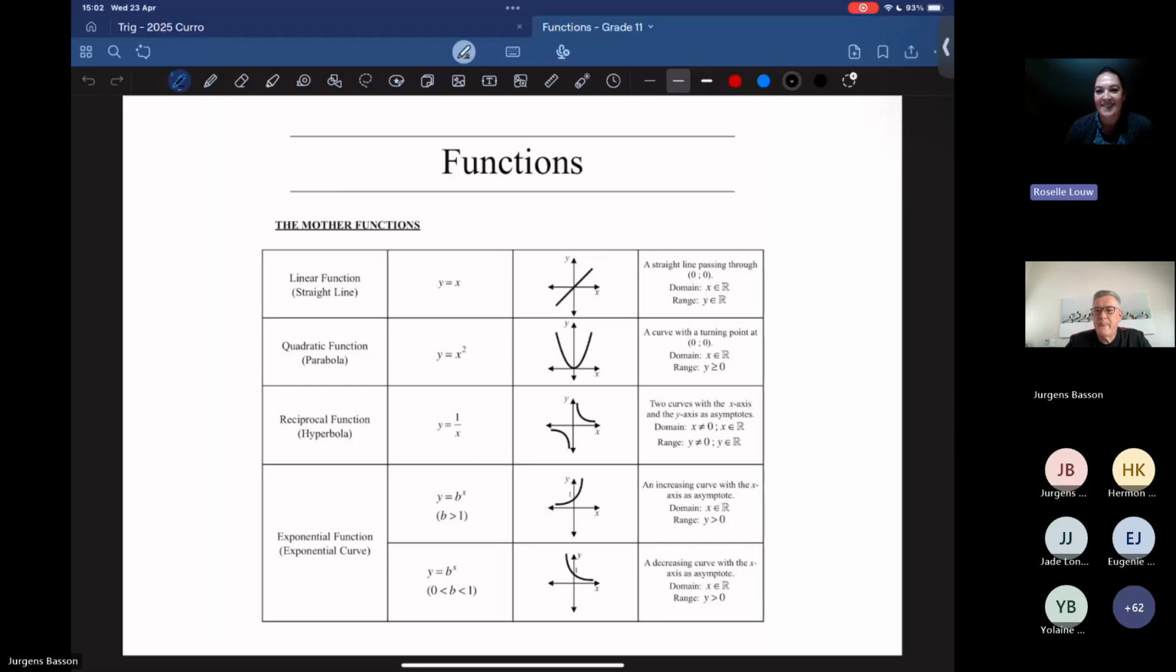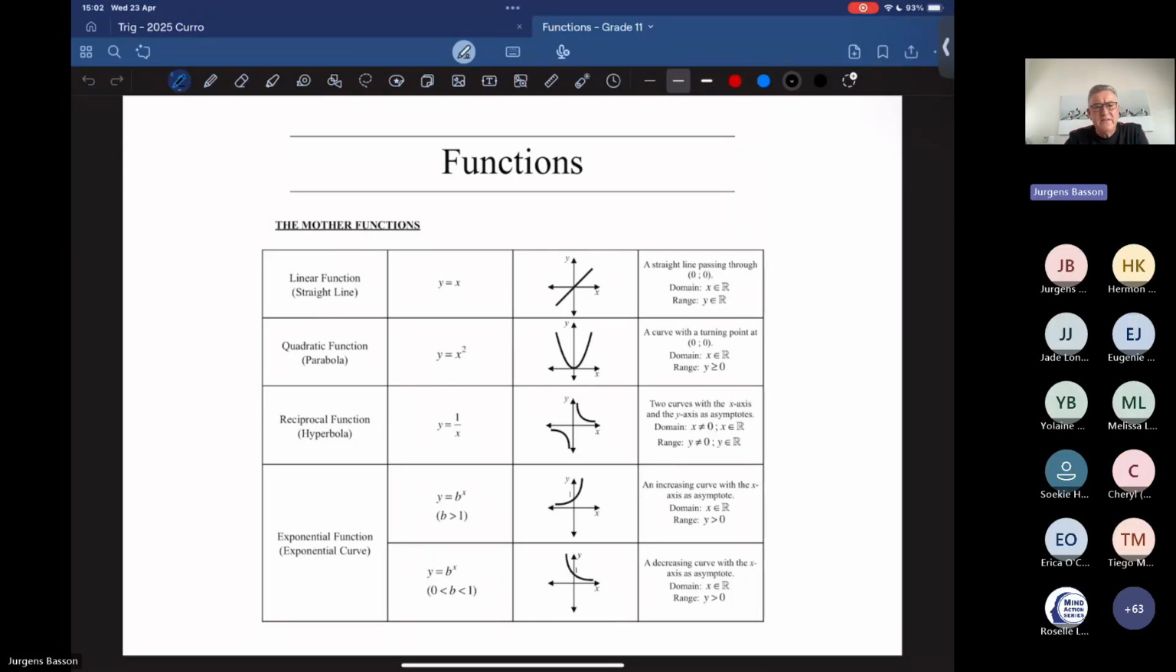Over to you, Jurg. Thank you, Roselle. Good afternoon, everyone. It's always nice to discuss some mathematics with you again. Our topic for today is grade 11 functions. So I really want to focus on the graph interpretation. I prepared some information and some notes for you, which I will go through.